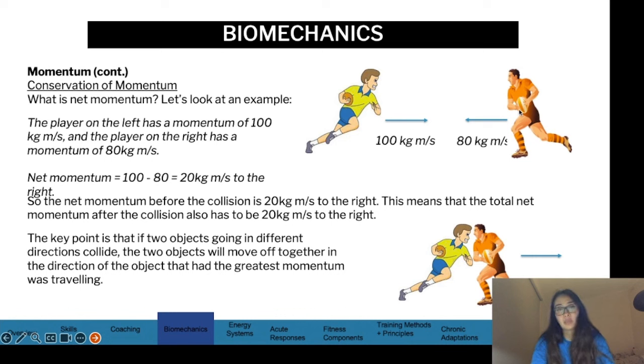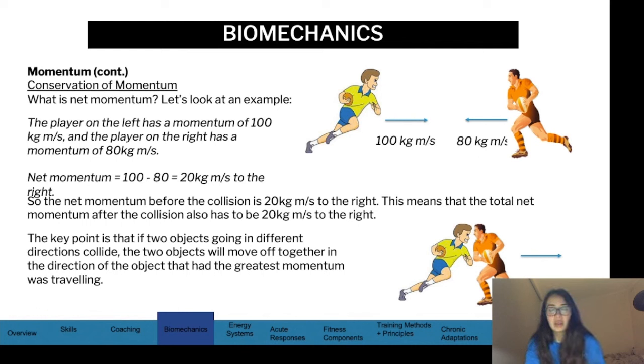Because we know that displacement is a vector, it has direction, and so it will have direction in this situation because it's referring to momentum, which is mass times velocity, and velocity is displacement over time.